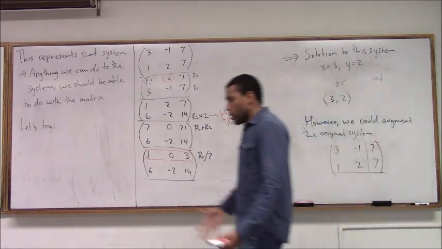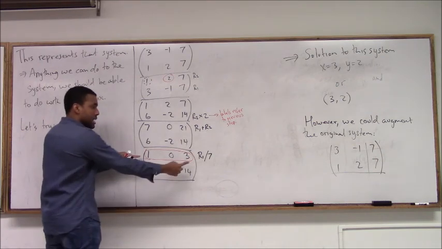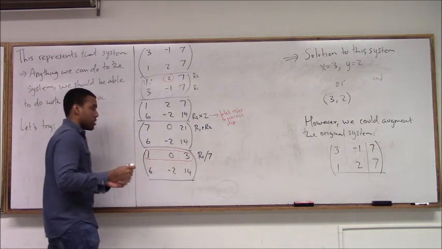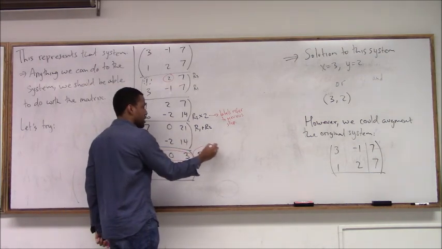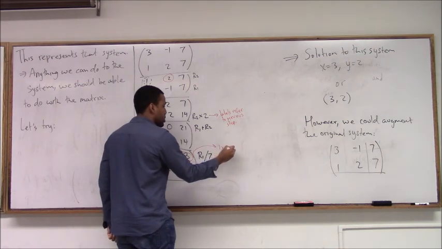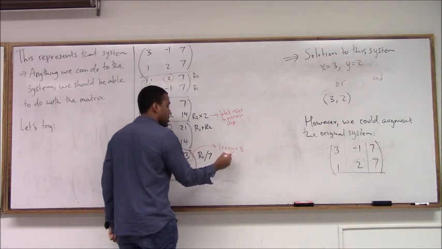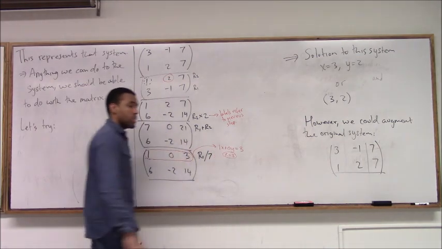Okay? So far what do we know? Well, notice that this row actually gives me an equation. From this I could say that 1x plus 0y is equal to 3. In other words, that tells me that x is 3.